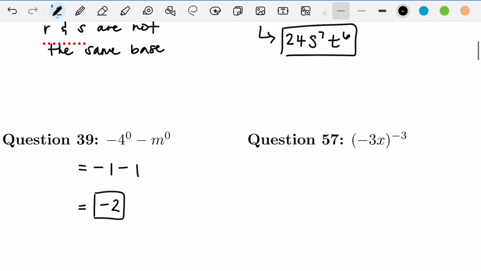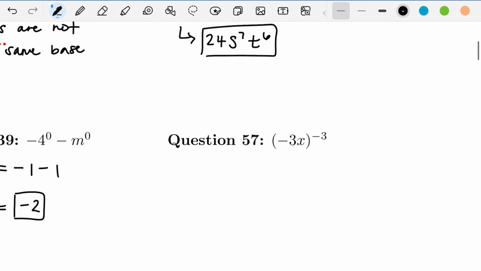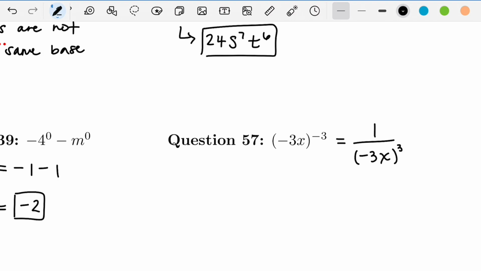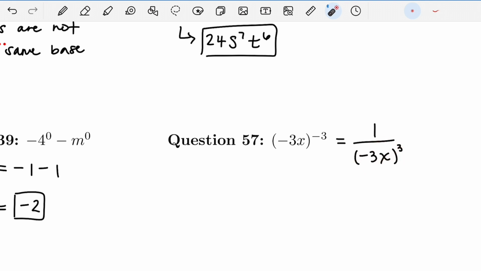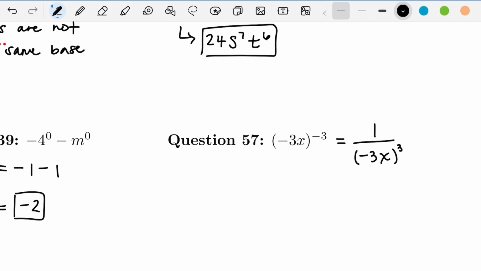All right, for the next question here, we're dealing with negative exponents now. There are a couple of different ways we could approach this problem. The first thing we could do is rewrite this with positive exponents. So doing that, we'll get this here. Now, what's happening in the denominator of this fraction is we're taking minus 3x and we're cubing it. So expanded, this would be minus 3x times minus 3x times minus 3x on the bottom here.